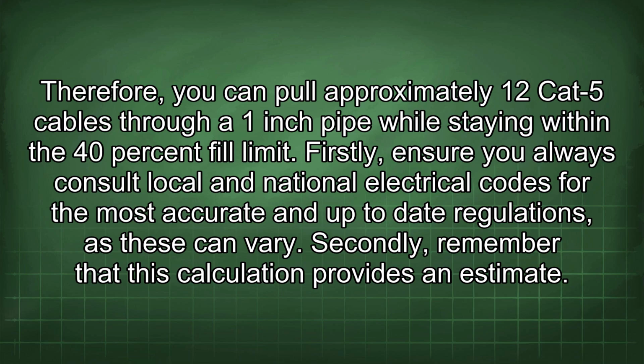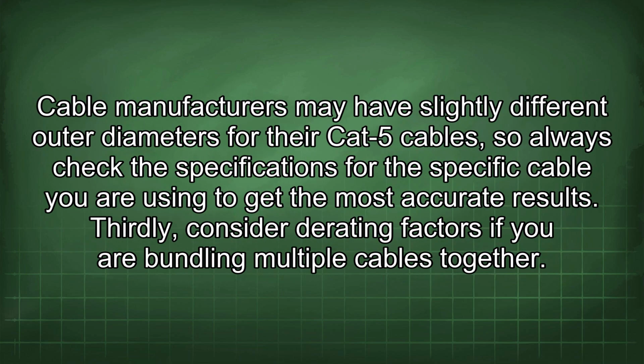Firstly, ensure you always consult local and national electrical codes for the most accurate and up-to-date regulations, as these can vary. Secondly, remember that this calculation provides an estimate. Cable manufacturers may have slightly different outer diameters for their Cat-5 cables, so always check the specifications for the specific cable you are using to get the most accurate result.